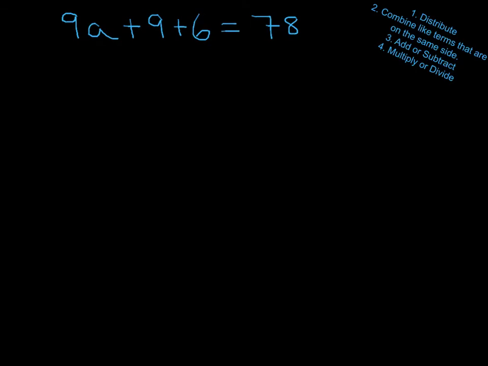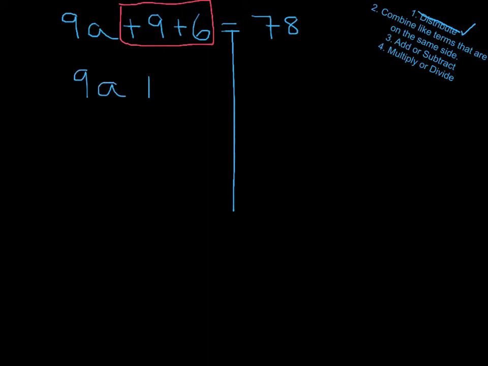So here's our first example, 9a plus 9 plus 6 equals 78. So I'm going to draw my line at the equal sign. First, look to see if you can distribute, but we don't have any parentheses, so we don't have to distribute. Now combine like terms that are on the same side. If you look here, we have a plus 9 and a plus 6. So we're going to combine those two terms and bring everything else down. So 9a comes down, plus 9 plus 6 is 15, equals 78.